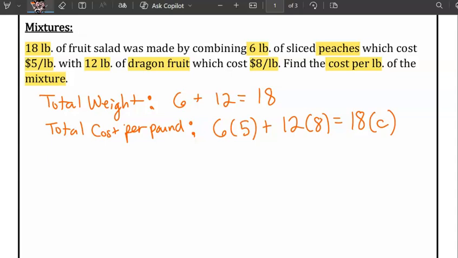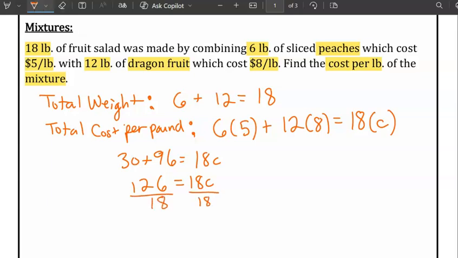6 times 5 is 30. 12 times 8 is 96. So 126 equals 18C. Divide each side by 18. 7 equals C. This means that the mixture of fruit salad costs $7 per pound.